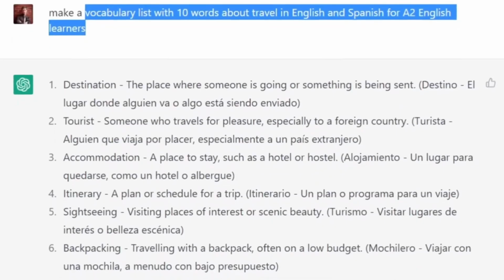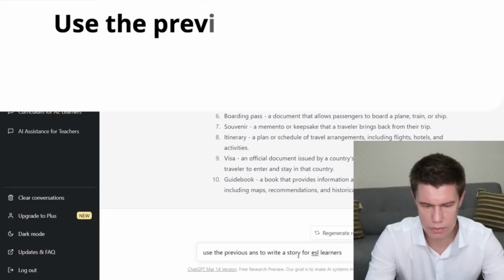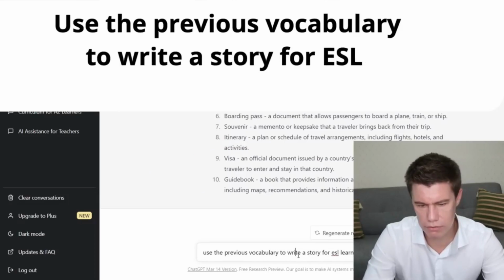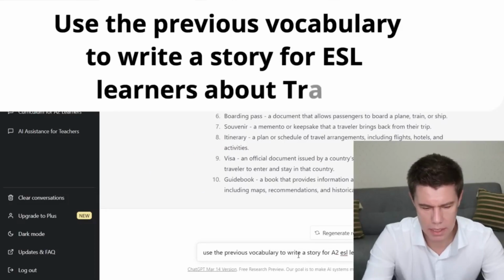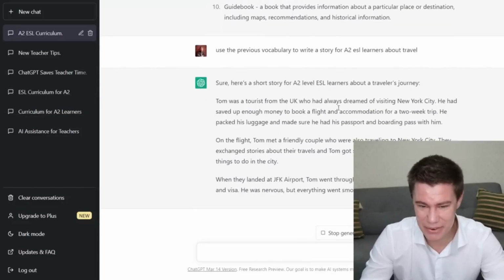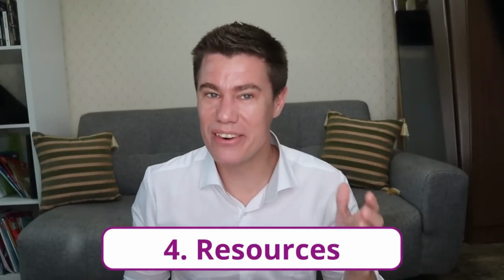You can even translate the vocabulary into another language. Use the previous vocabulary to write a story for ESL learners about travel. Tom was a tourist from UK. We dreamt, here we go, accommodation. Did we have accommodation? Does he have passport? Boarding pass? That brings us to creating resources.